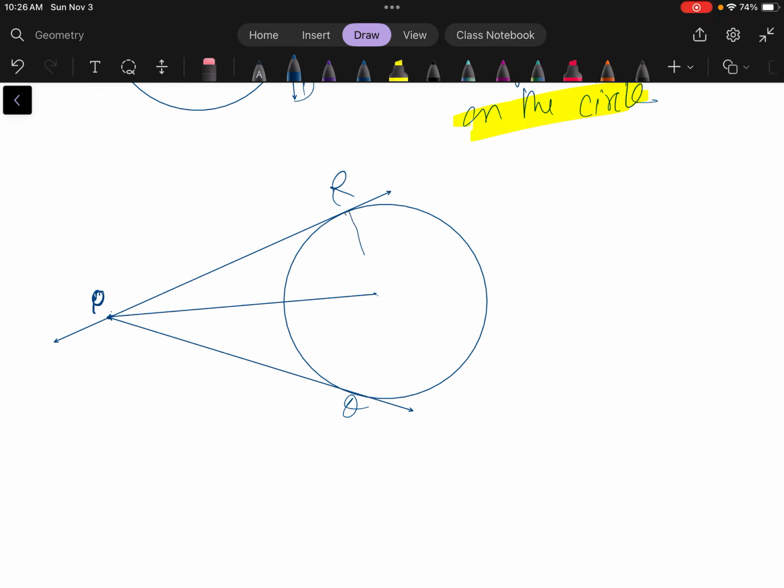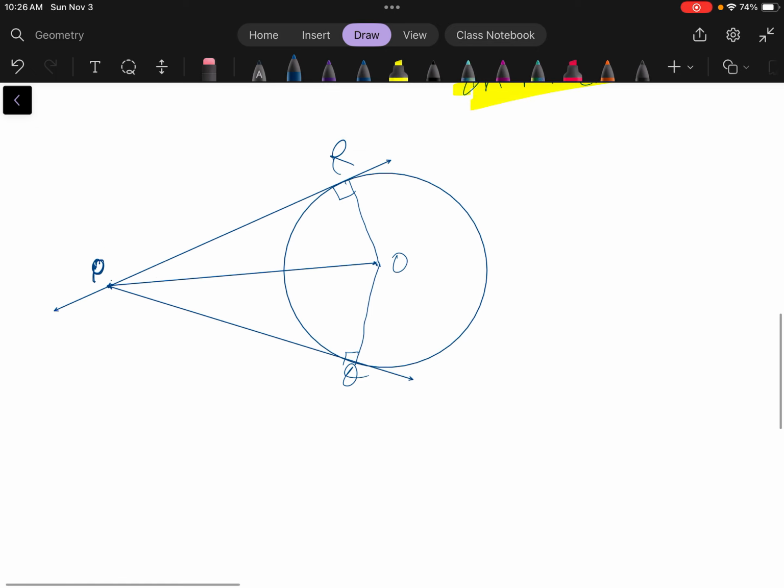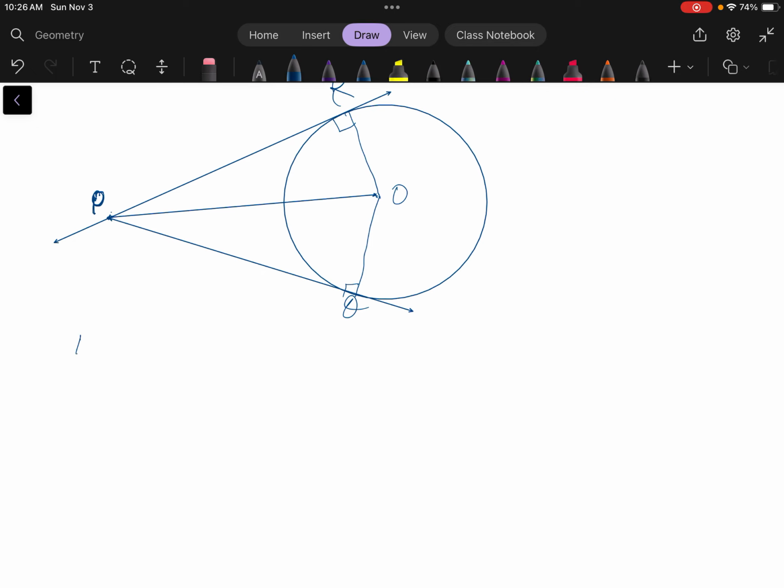So we know one property: the radius to the point of contact makes an angle of 90 degrees with the tangent. Okay, so now we have this point O. Our purpose is we want to prove this. So how will we prove it? We have two triangles here: triangle POR and triangle POQ. In these two triangles, what do we have to prove? We have to prove that this is equal to this one. This is our proof statement.